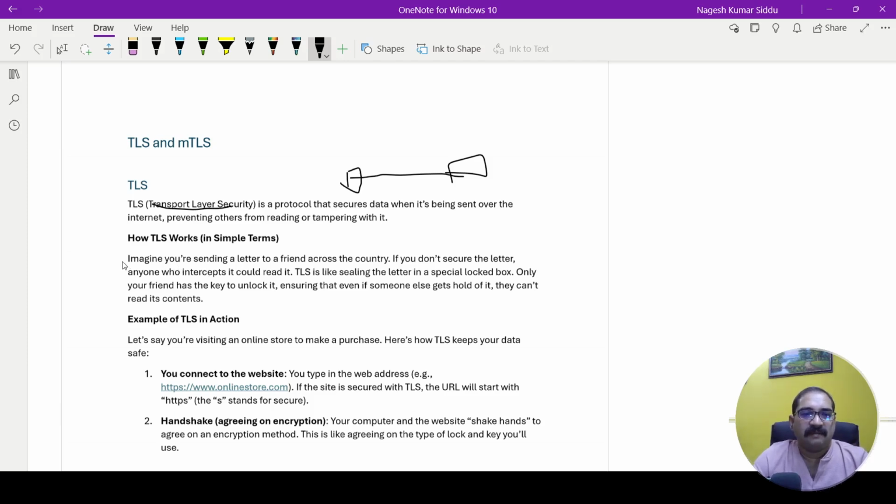Now I gave an example here. Imagine you are sending a letter to a friend across the country. If you don't secure the letter, anyone who intercepts it could read it, right? So you need to secure it. TLS is like sending the letter in a special locked box. Only your friend has the key to unlock it. Nobody else has the key. So whatever you have locked, only your friend can unlock it, ensuring that even if someone else gets hold of it, they can't open and read the content.